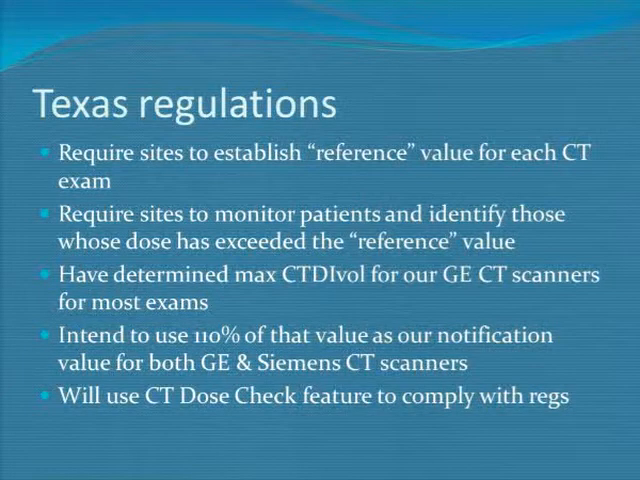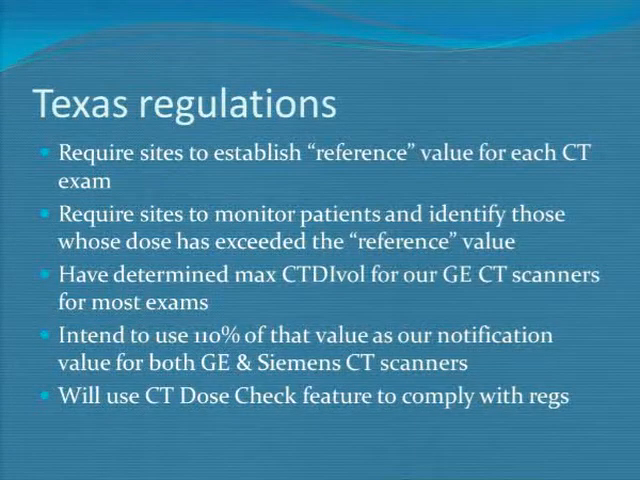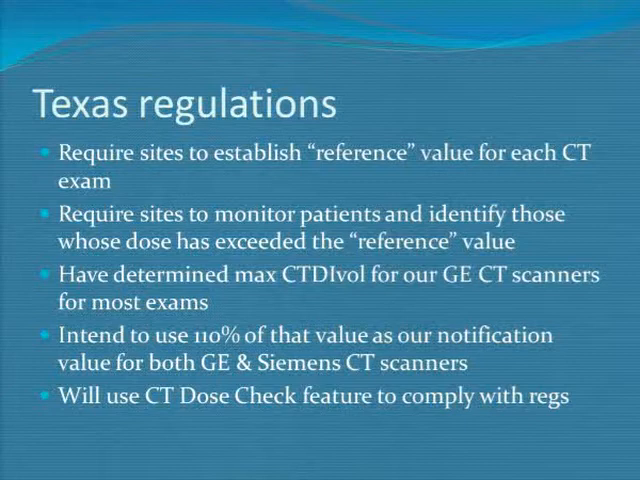So the way we have set our reference value here, or our notification value, is we know part of our protocol sheets for our GE scanners has a CTDIvol value in it. And because we were mostly using dose current modulation, that would be kind of all over the place for all of our patients. So we put the maximum in there so that we can at least get a feel for what's the maximum dose that this protocol could possibly deliver to a patient. So we've taken that number, that maximum, and we've added 10% to it, and that's our notification value.